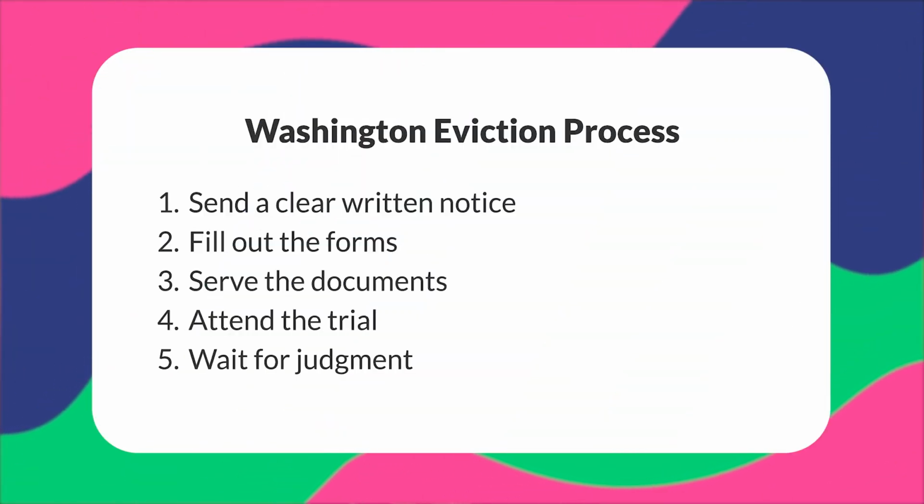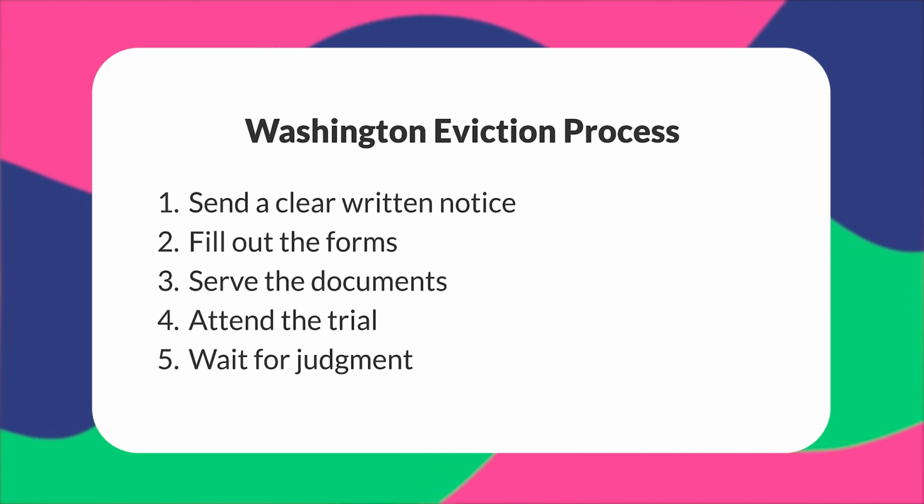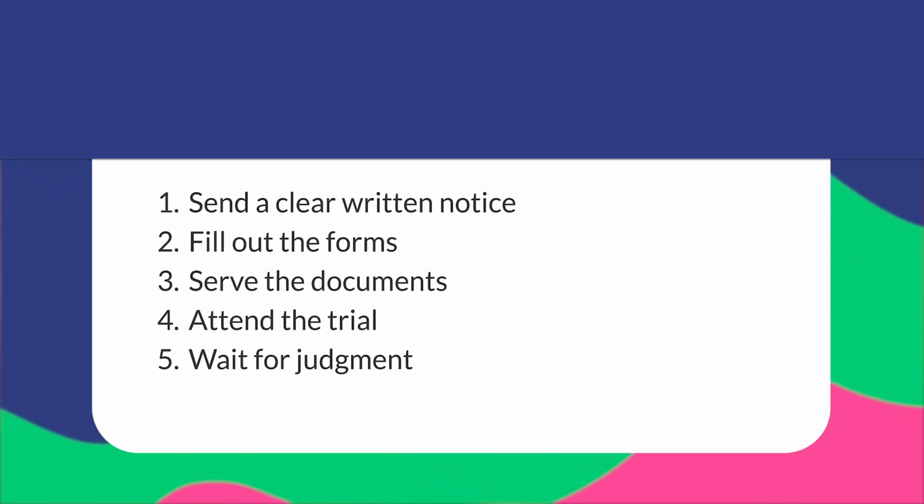An eviction process in Washington is also known as an unlawful detainer action. The eviction process can differ from county to county, but more or less they're all kind of the same. You start with a clear written notice, you fill out all the forms, you serve the documents, you attend the trial, and then you wait for judgment.